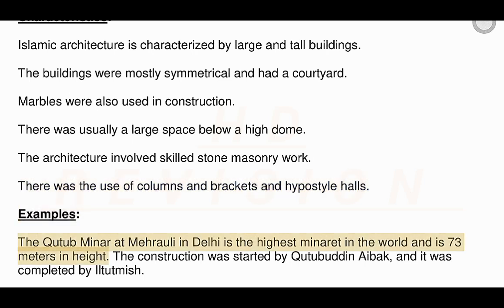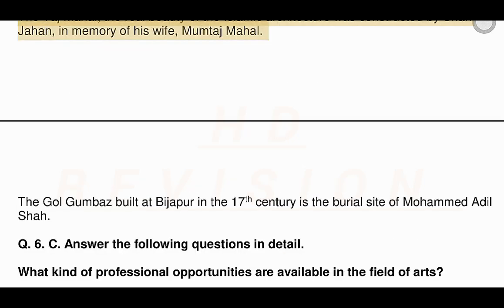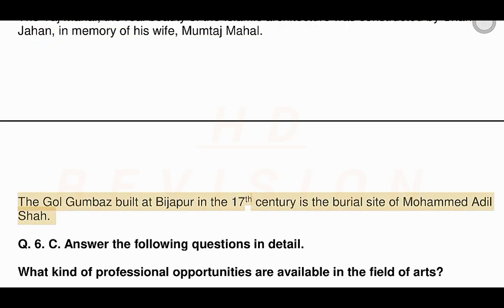Examples. The Qutub Minar at Mehrauli in Delhi is the highest minaret in the world and is 73 meters in height. The construction was started by Qutbuddin Aibak, and it was completed by Iltutmish. The Taj Mahal, the real beauty of the Islamic architecture, was constructed by Shah Jahan, in memory of his wife, Mumtaz Mahal. The Gol Gumbaz built at Bijapur in the 17th century is the burial site of Muhammad Adil Shah.